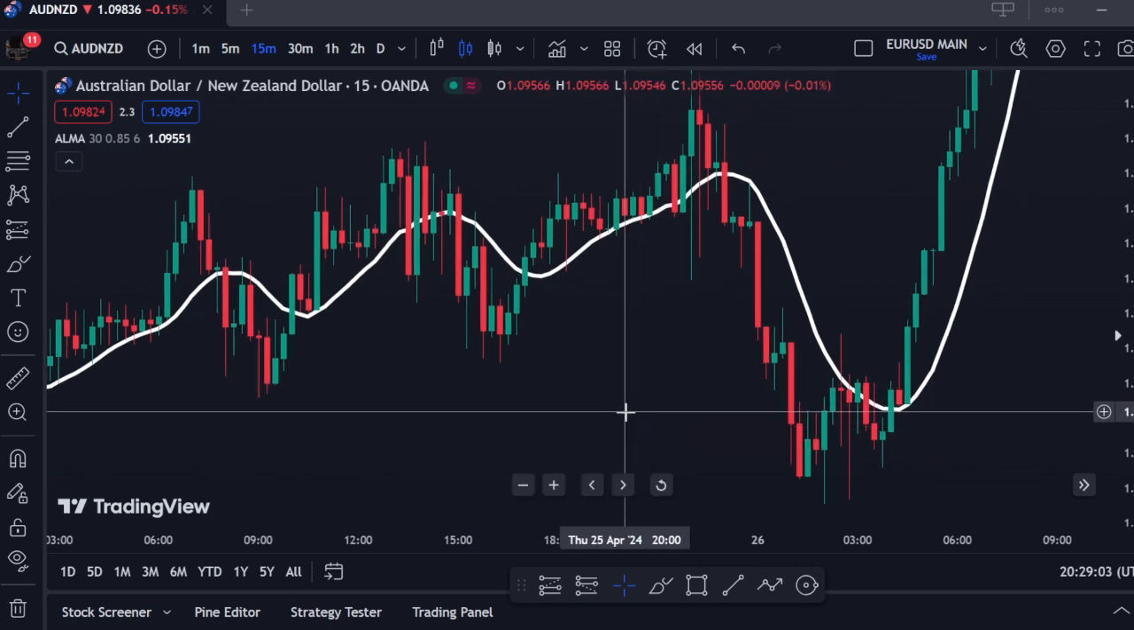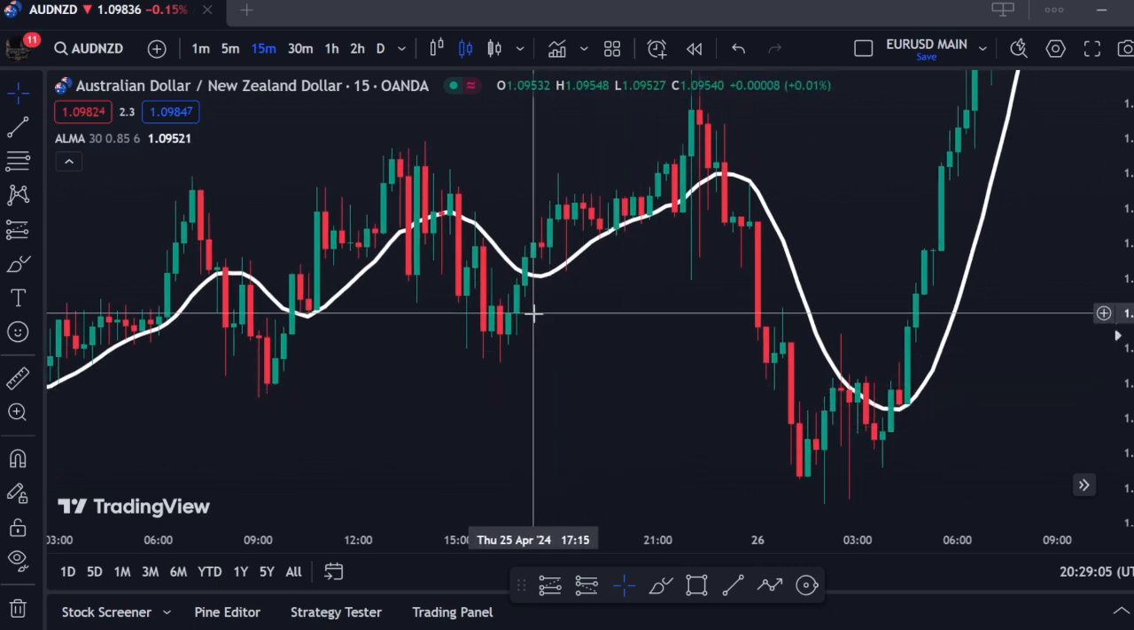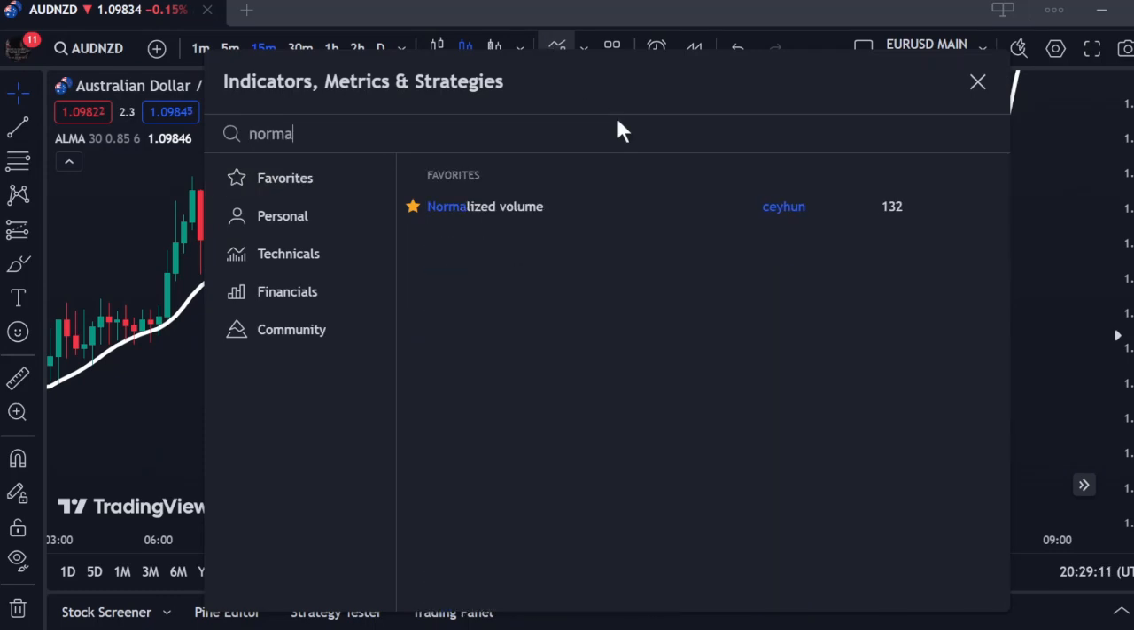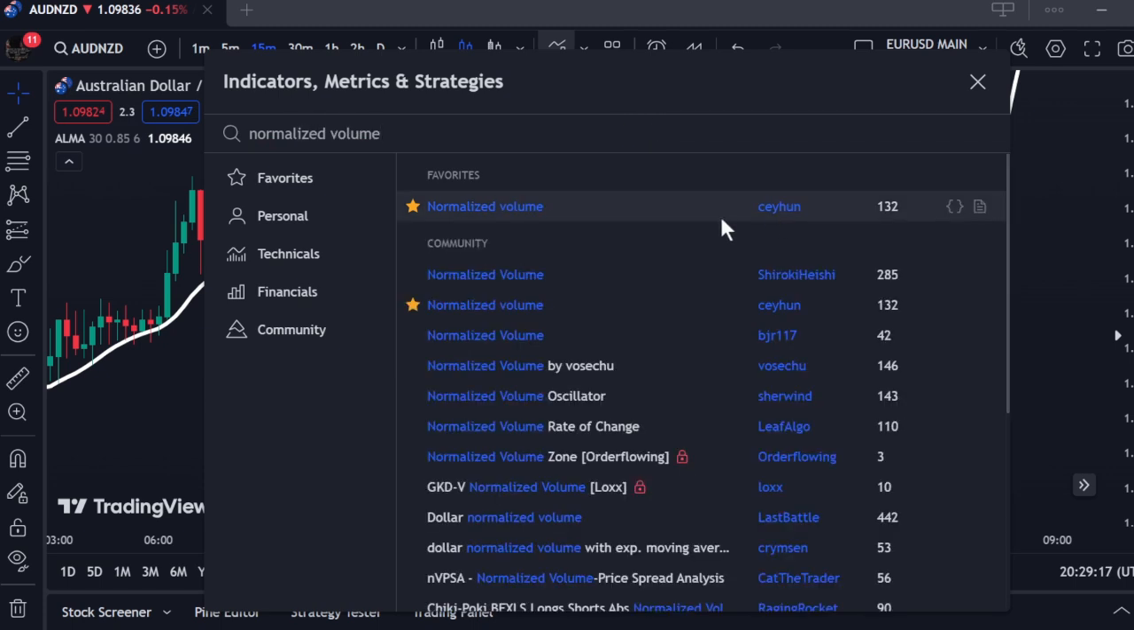The next indicator we're going to be adding is the volume indicator. In our case, the normalized volume indicator. Go on your TradingView, type normalized volume this way, and select this one by Sehon.